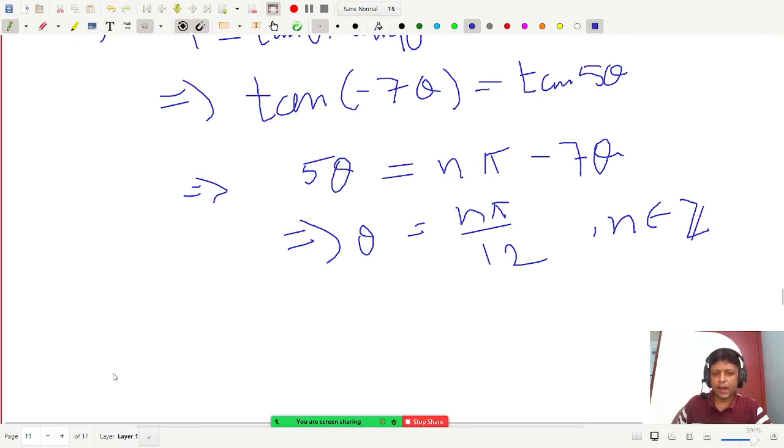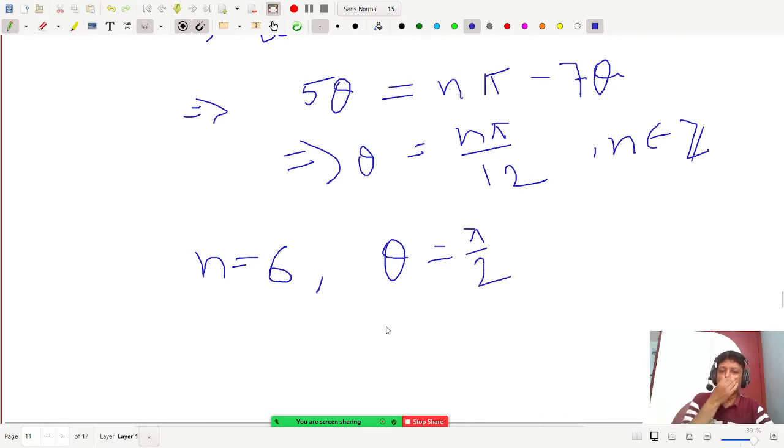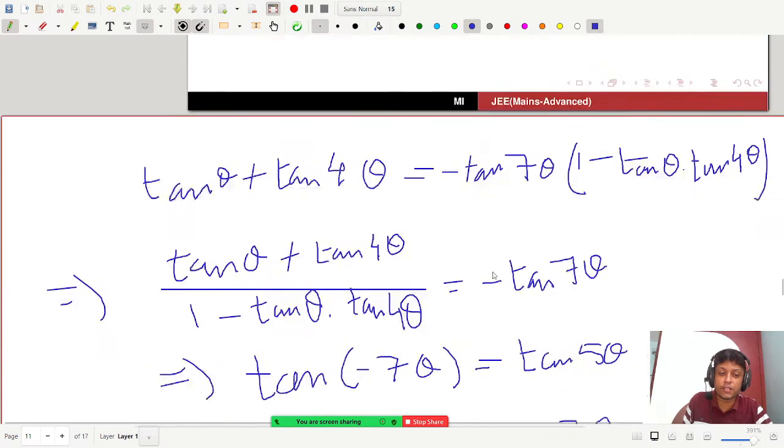No, guys, this is not the solution. Why? N is an integer. Look at that: if I substitute n equal to 6, what is the value of theta? Theta will be pi by 2, and tan pi by 2 doesn't exist. For n equal to 6, it doesn't satisfy the equation because tan pi by 2 is undefined, infinity. So this is not satisfied. So no value for n equal to 6.